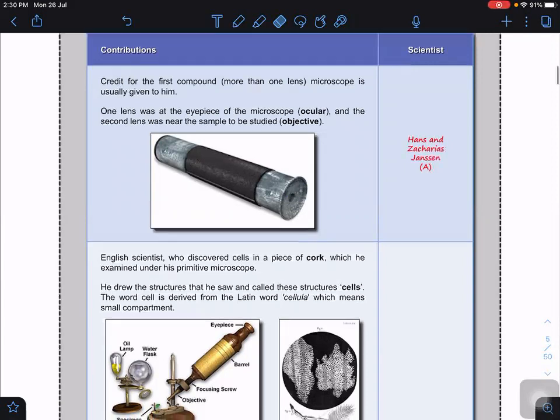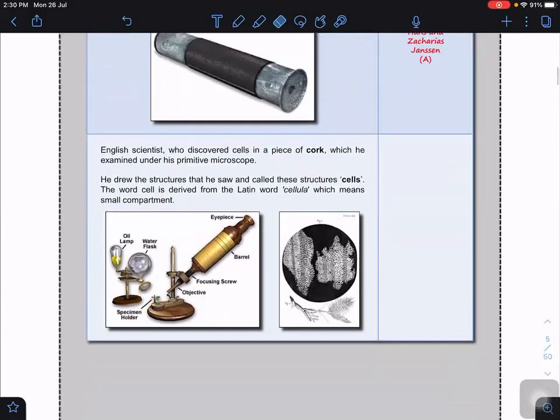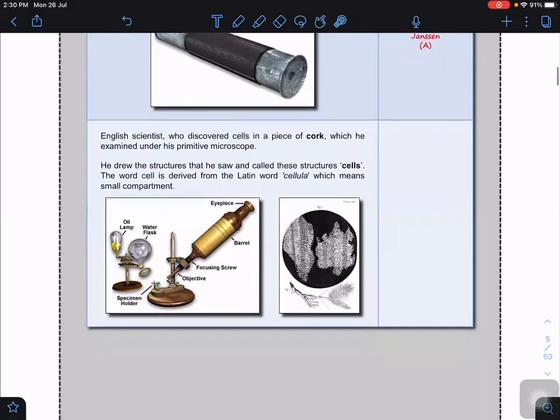Okay, so the second contribution here: the English scientist who discovered the cells in a piece of cork. It's cork cells, which he examined under his primitive microscope. So look at this primitive microscope. It's the model of the microscope that we use currently. You can see it's very primitive. You can see how to use it. This is the part where we can put our specimen, the specimen holder. And then we have the lens here. This lens is near to the object that we want to view, so it is known as the objective lens.